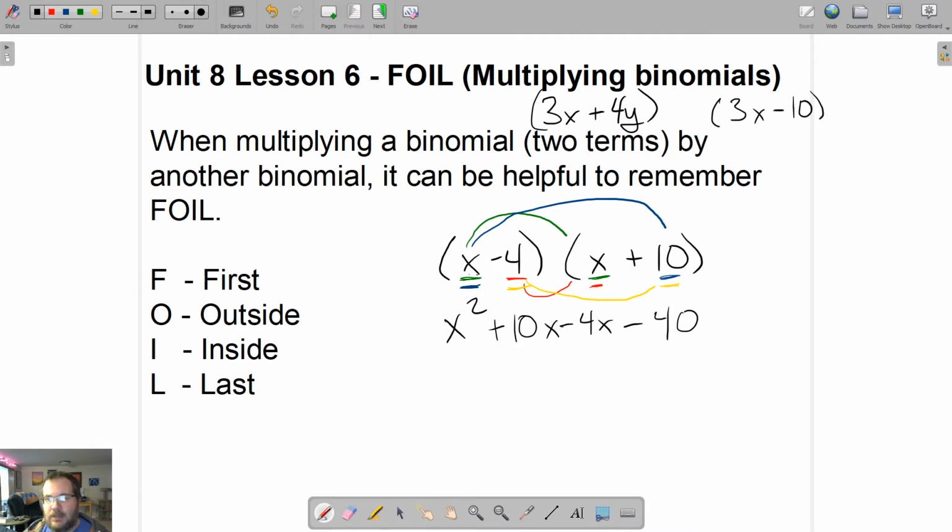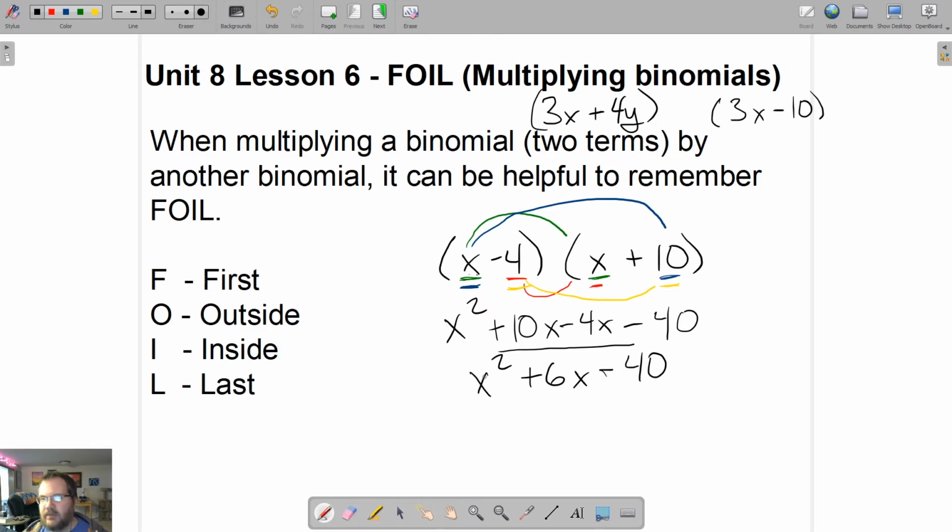Now we're not quite done here yet because these two middle terms here can combine. It won't always happen that way, but you want to make sure that you're taking a second and looking at your terms and seeing if you have any terms that are alike. In this case, we have positive 10x and negative 4x. So positive 10 x's, so 10 apples, minus 4 apples would be positive 6 apples, or x in this case. The negative 40 drops down and doesn't combine because it doesn't have an x. And the x squared drops down and doesn't combine because while it's an x, it's not the right kind of x. So there we go.